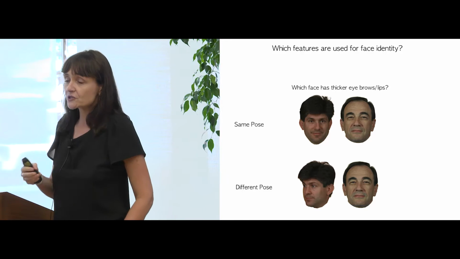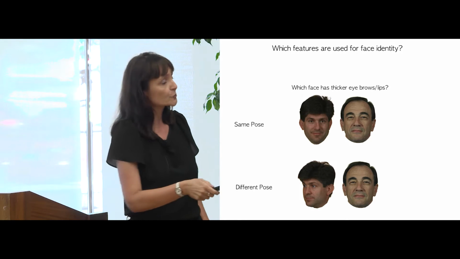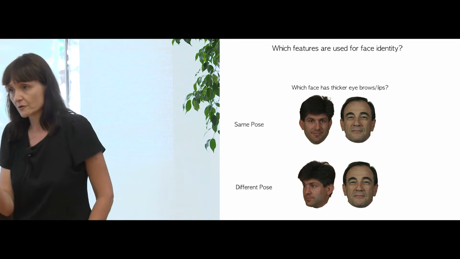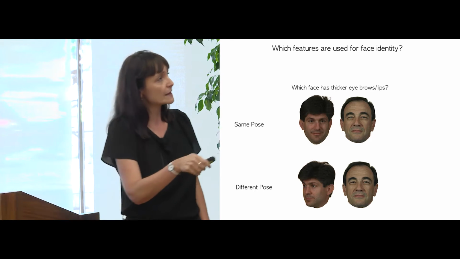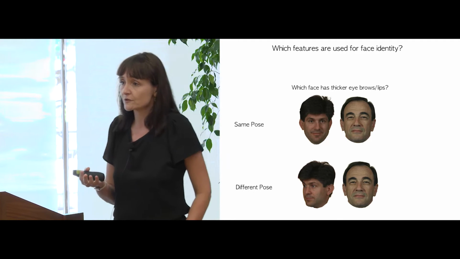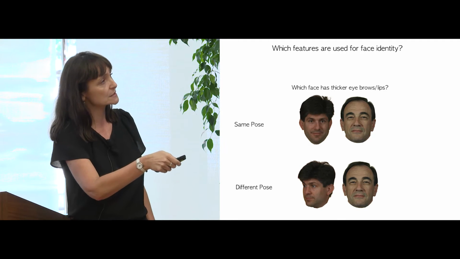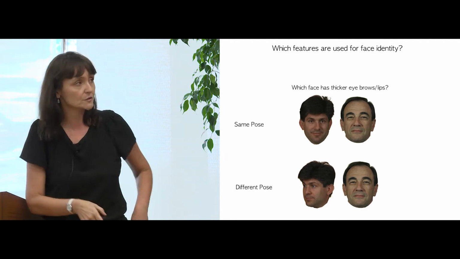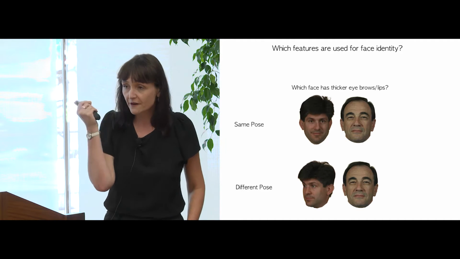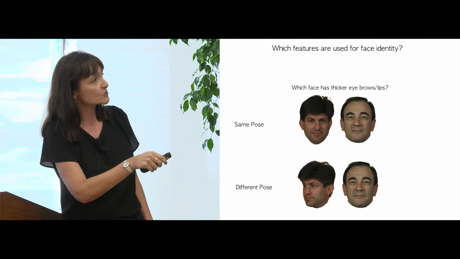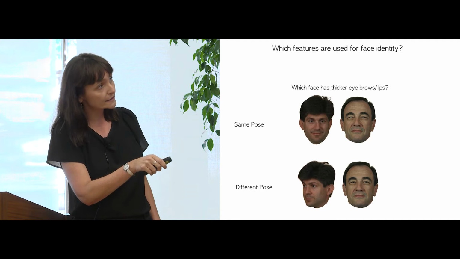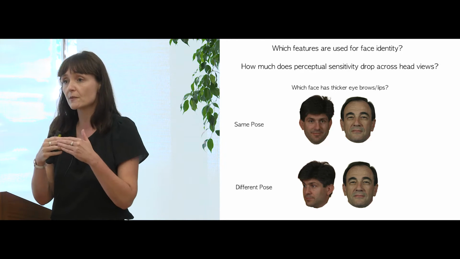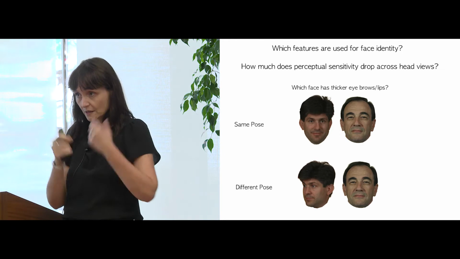And the idea is that for features that are invariant across different views, our perceptual sensitivity to judge them is not going to drop, versus features that are not invariant across different views. So for example, if eyebrow thickness is invariant across view, then when saying that this one has thicker eyebrows, I'm going to have the same perceptual sensitivity regardless of whether the faces are frontal or from different views. Whereas eye distance, for example, which varies across head views, I'm going to have higher perceptual sensitivity to judge for same view faces than different view faces. So what I'm going to measure now is by how much perceptual sensitivity actually drops across different views.